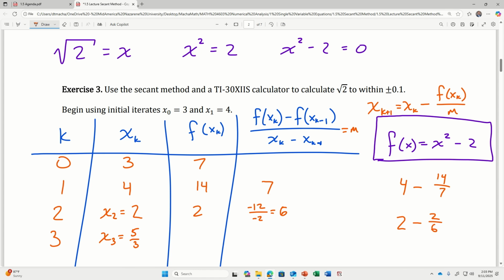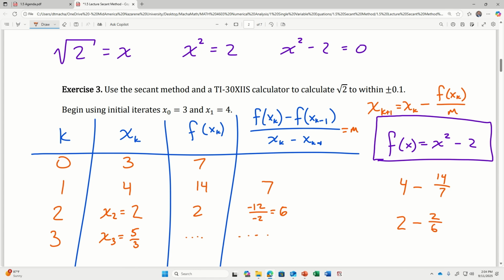And this is the point where you need to actually start picking up your calculator, right? Because I don't know what 5/3 squared is. 25 over 9. I don't know. Then subtract 2. And then you keep on going like this. It might take 1 or 2 more iterations to get in between like 1.3 and 1.5-ish. But that's how you do it.